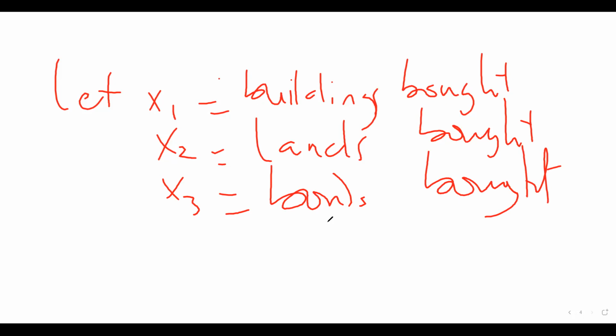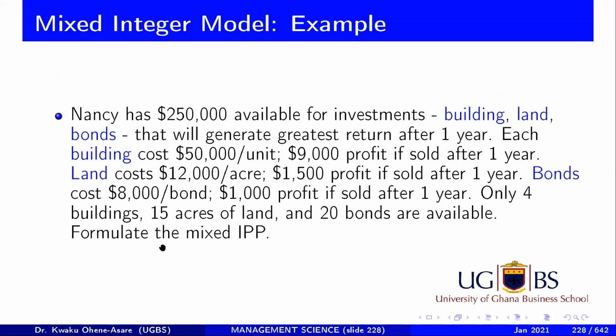Now, what will be the objective function? Let's just go back. Look at this last sentence. Formulate the integer programming. But you see, you are going to make an investment, and that will generate the greatest return. Return. And each year, the cost here and then the profit. The profit is more or less the return. 9,000, 1,005, 1,000.